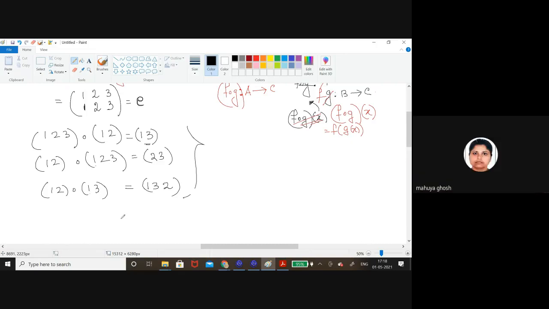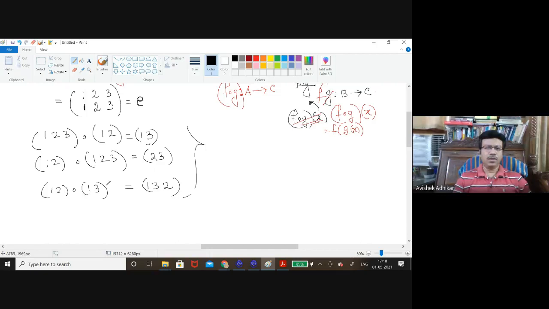Sir, can you please repeat the last one? Okay. So start with this. 1 goes to 3, right? And you need to check where 3 goes. Here 3 is absent. That means 3 goes to 3. So starting with 1 goes to 3 and then 3 goes to 3, that means ultimately 1 goes to 3.